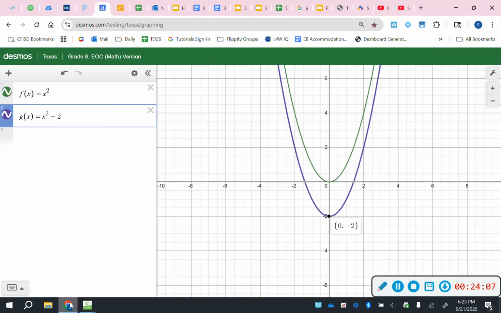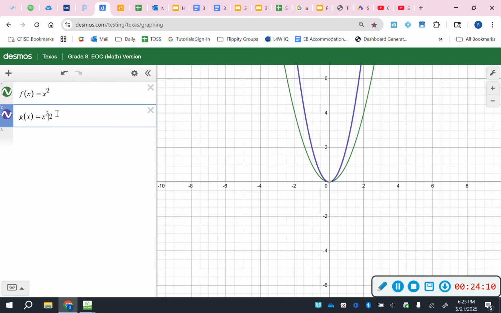All right, I'm going to put in the next one, x squared plus 2. This one went up 2. We now have a y-intercept at 0, positive 2. I'm going to make a rough sketch.